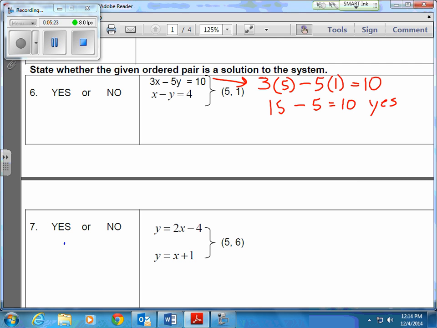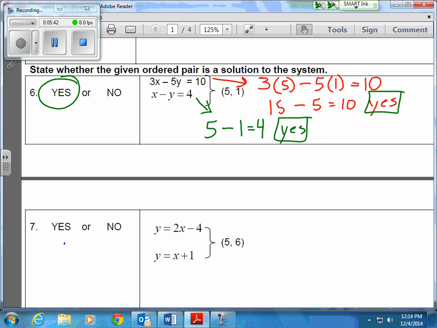Now I need to check the second equation. Okay, put 5 in for x. Okay, put 1 in for y. Do I get 4? Is 5 minus 1 equal to 4? Yes. So if I get yes both times, then it's a yes overall. And it is a solution to the system.